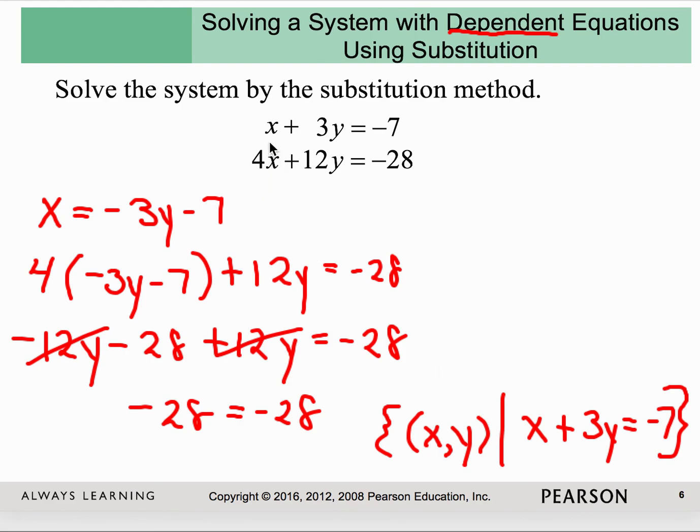Look what would happen if I multiplied this top one by 4. 4x plus 12y equals -28. Oh, it's the same equation. Okay, or divide this 4 out. x plus 3y equals -7. It's just really the same equation.